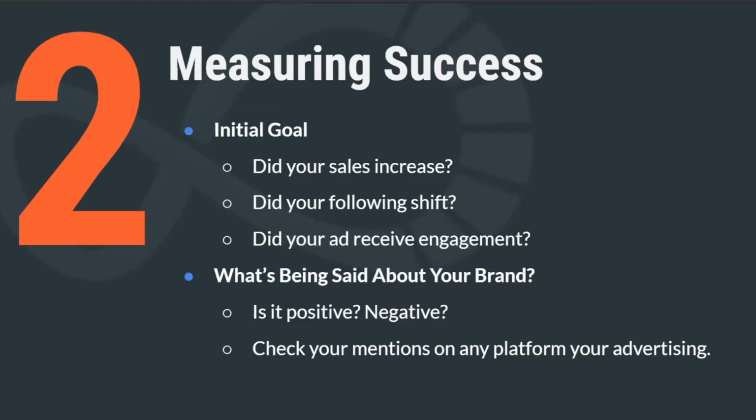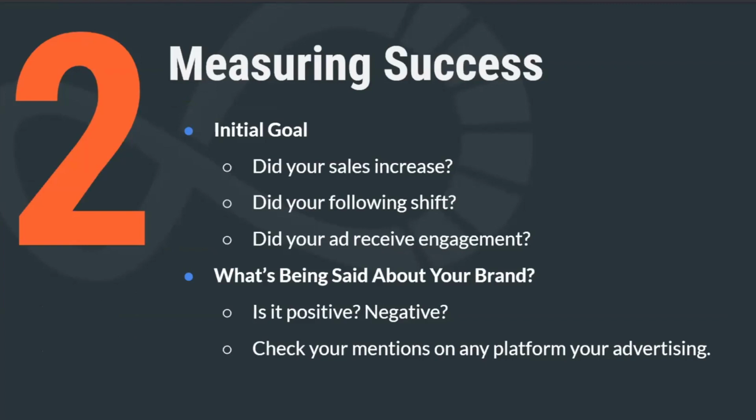And then measuring success. You're going to want to measure success first on your initial goal. So whatever your initial goal was, you're going to want to take some time to look at that goal and see where you're currently at in your campaign. I would check it weekly, after 7 days, just to get an idea of where you're at. So did you see an increase in sales directly from the campaign? If you were trying to generate 10 sales a week from the campaign, did you reach that in 1 week? Did your following shift? Did you have an increase in followers if you were trying to get brand awareness?